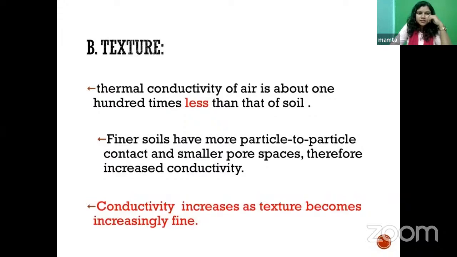In texture, the thermal conductivity of air is about 100 times less than that of the soil. Air is a bad conductor. So the finer soils have more particle to particle contact and smaller pore spaces. Therefore, increased conductivity.